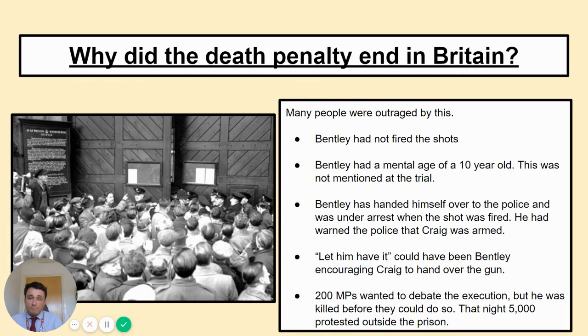Now, 200 members of parliament wanted to debate the execution, which shows how controversial it was at the time, that so many members of parliament said, no, we need to talk about this before we kill this individual. But the courts, before this protest could happen, before a date could be booked in for a protest like this, the court executed him. He was taken to prison and he was executed as a result. And that night, 5,000 people protested outside the prison, which shows, again, public opinion swaying on the death penalty.